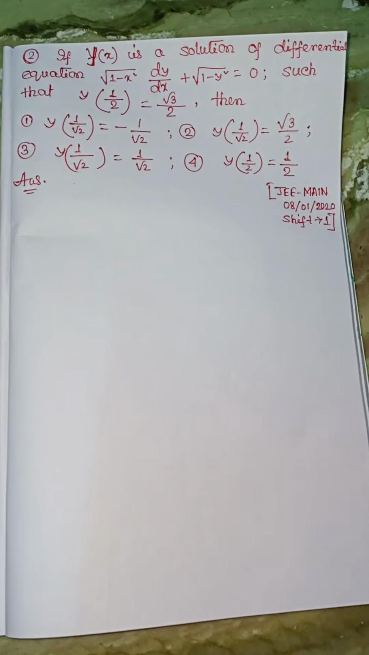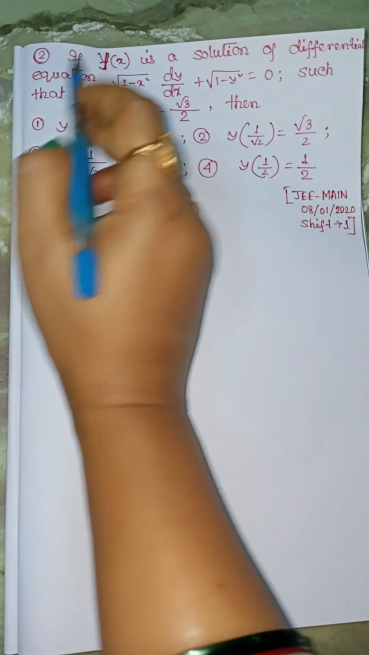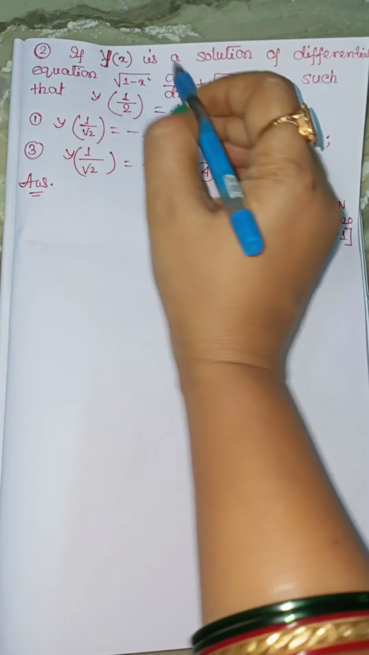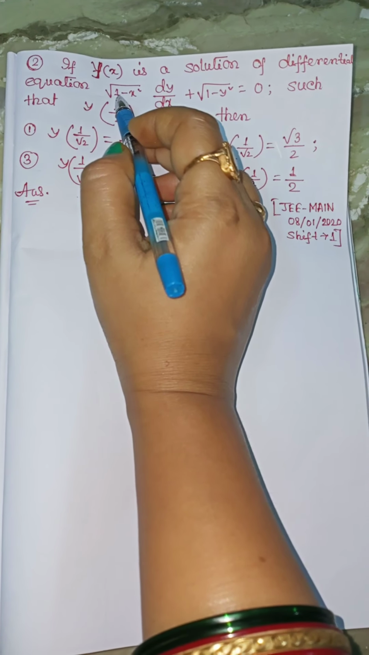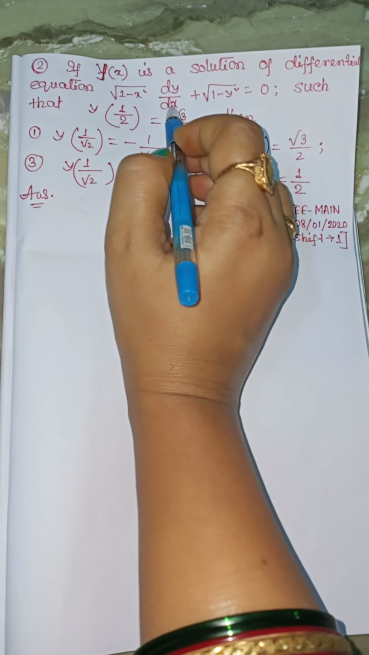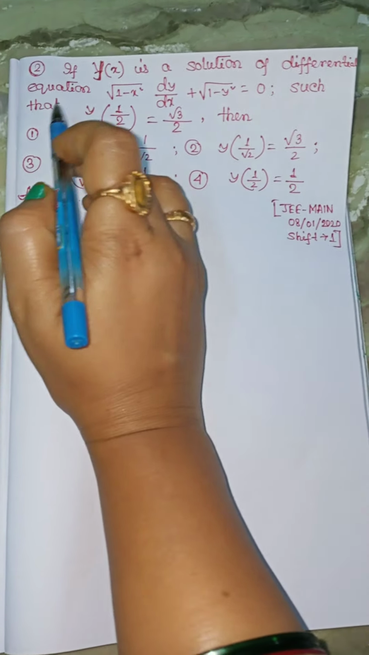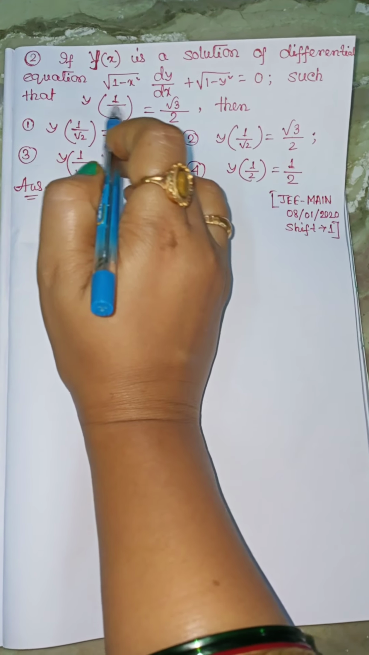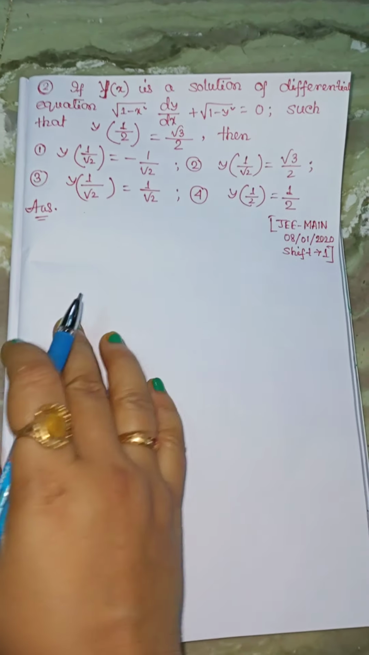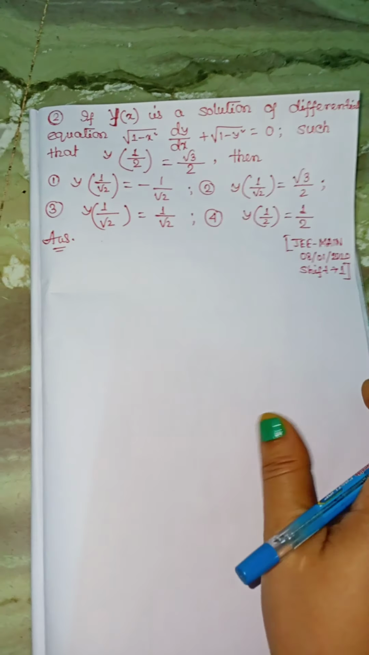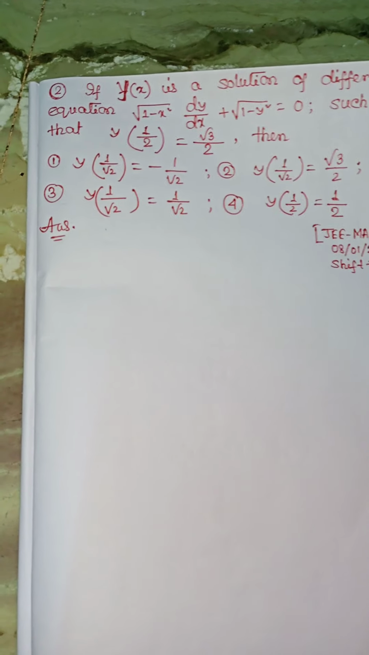Today we solve JEE Main 8th of January 2020 Shift 1 question number 2. If y(x) is a solution of the differential equation root over 1 minus x square dy/dx plus root over 1 minus y square is equal to 0, such that y(1/2) is equal to root 3 by 2, then 4 options are given. This is a problem on differential equations with respect to some functions.